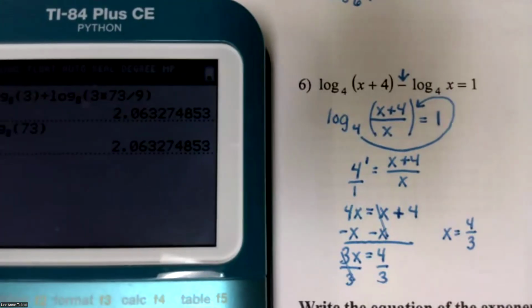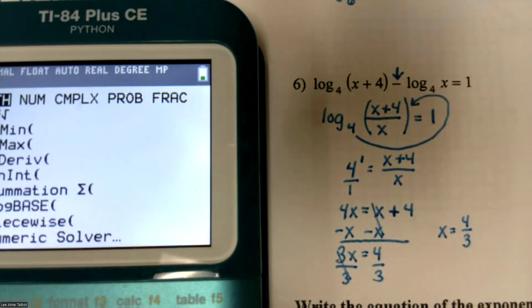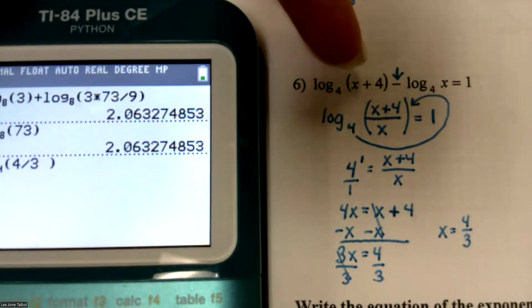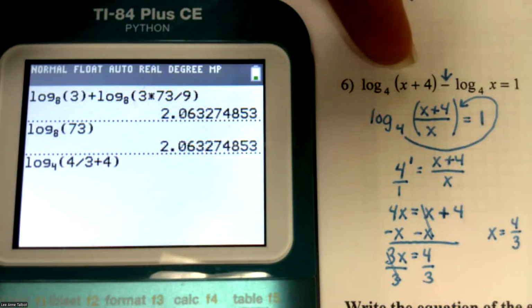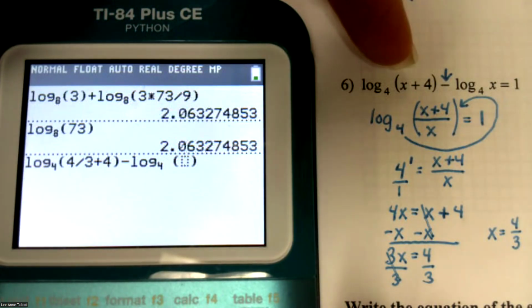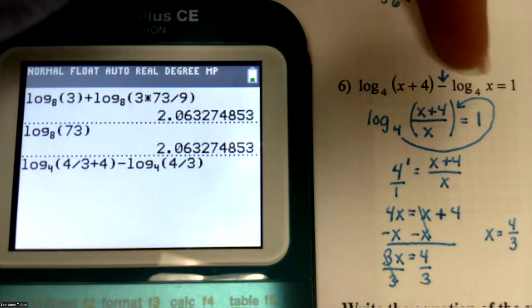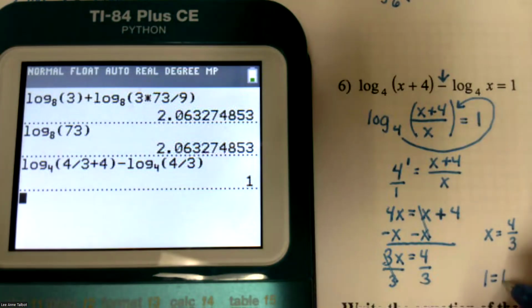Okay, and I've got another repeating decimal. I see that you guys are already taking off on the check. You're great. Thank you so much. Log base 4 of 4 thirds plus 4 minus log base 4 of 4 thirds. Now this one's more satisfying because when I hit the enter button, I want it to equal 1. Yes. So I put 1 equals 1, check.